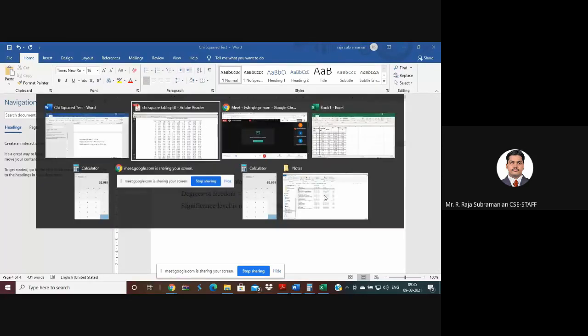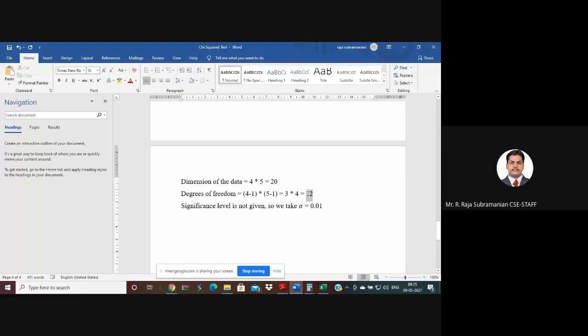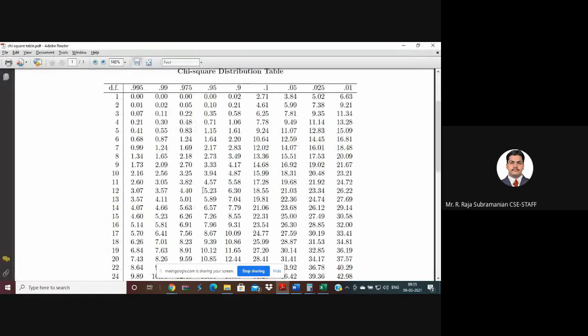Now I go to the chi-square table. You see the degrees of freedom is going to be 12. The significance level is 0.01. And I go into the chi-square table. This is a chi-square table. Degrees of freedom 12 is here and 0.01 is here. Now I highlight this entire portion. What is the value given? 26.22. 26.22 is over here, right?